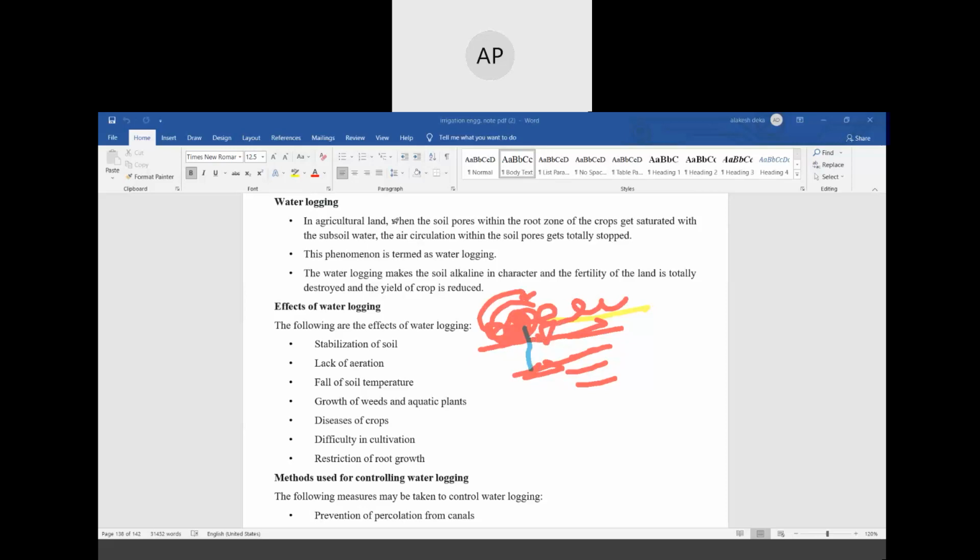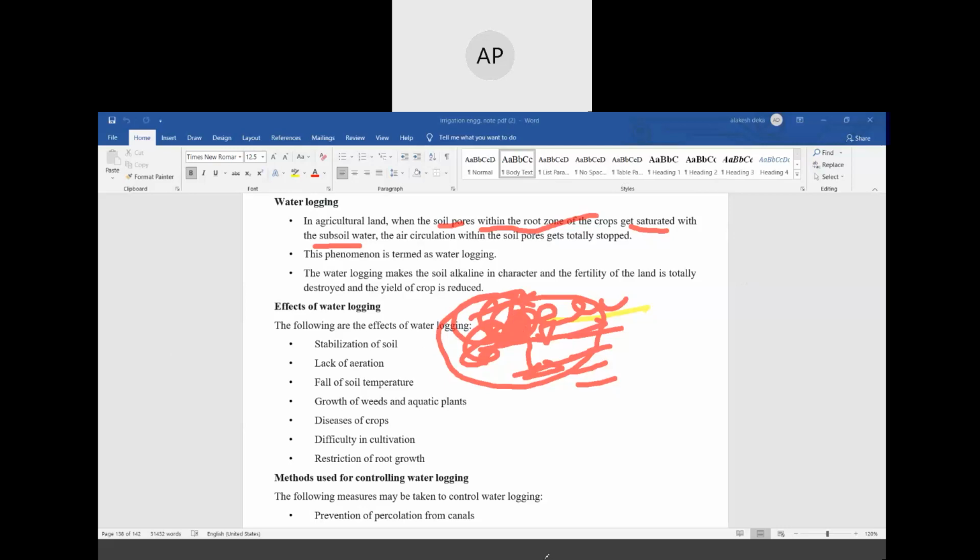In agricultural land, when the soil pores within the root zone of crops get saturated with the subsoil water, the air circulation within the pores will get stopped, so there will be no air gap because all the places around the crops are waterlogged. So there are no soil pores to pass out the water. Waterlogging makes the soil alkaline in character, the fertility of the land is totally destroyed, and the yield of crop is reduced.